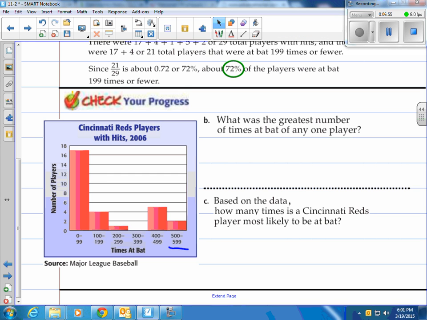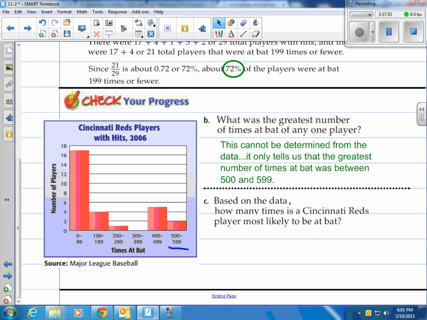But do we know exactly what it was? Can we tell what was the greatest number of times? No, but we know it's somewhere in the 500 to 599. So in this case, we would say this cannot be determined from the data. It only tells us that the greatest number of times at bat was between 500 and 599. We don't know exactly what the specific piece of data is just by looking at this histogram. We'd actually need to see the data itself.